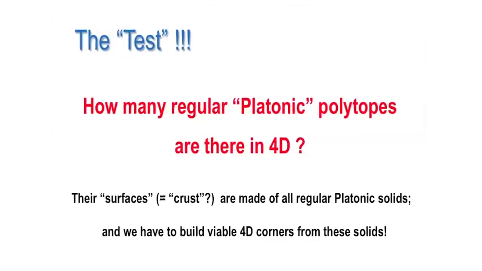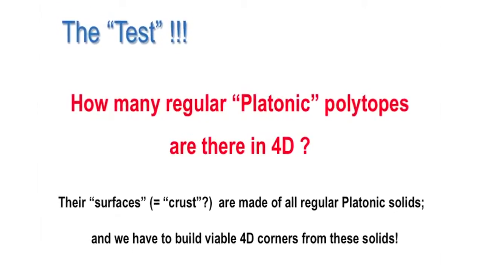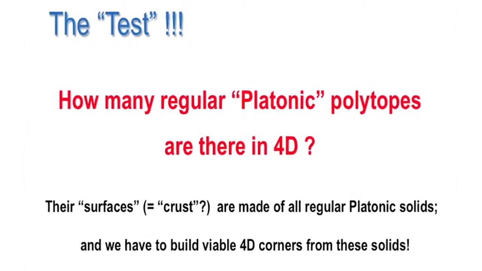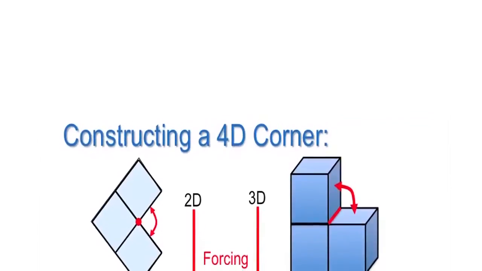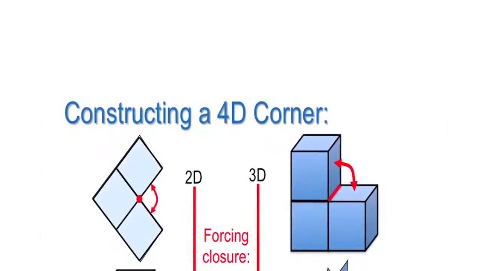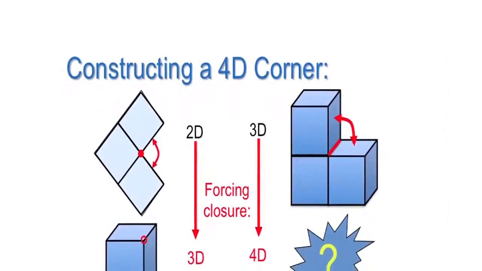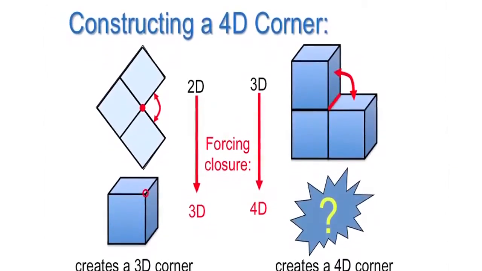Now we take a leap into the 4th dimension. We apply exactly the same kind of thinking to answer the question: how many regular Platonic polytopes are there in 4D? So how can we find out? Well, the key insight is that we need to use these regular Platonic solids to essentially make the surface or some kind of a thick crust of these 4-dimensional objects.